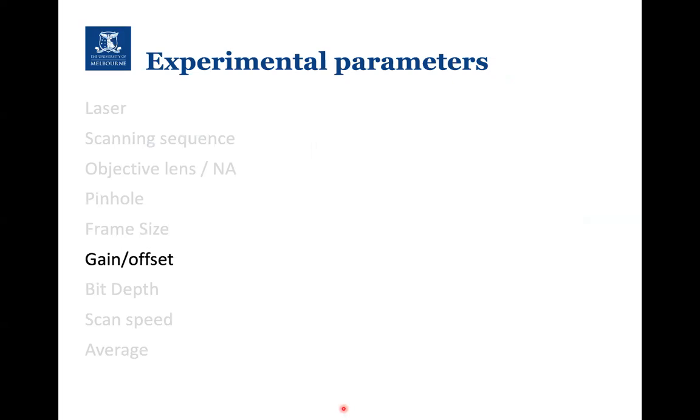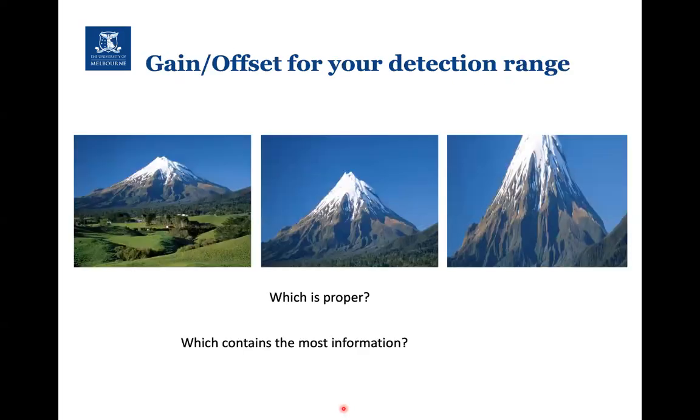Next thing is gain and offset. So these are, as I mentioned, detector settings. So the detectors are capturing photons of light and transmitting those into an electric signal. Our gain is amplifying that signal up so that we can actually visualize it. And the offset actually clips off the bottom end, and I'll show you in a couple of slides' time what that does. So the question here is, we have 3 pictures of this mountain.